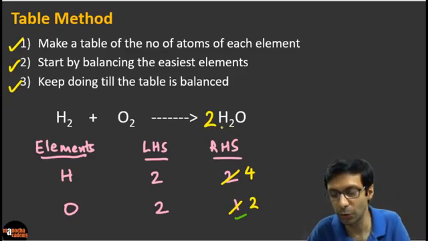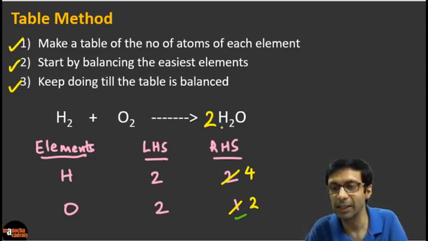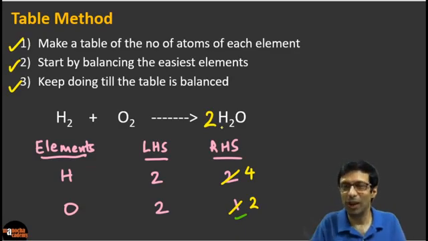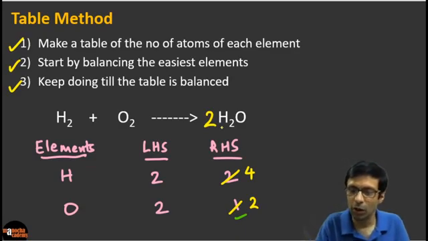Okay, 2 times 2 is 4 there. So can you see oxygen is nicely balanced, but oops, we have disturbed hydrogen. But guys, don't worry, we'll balance hydrogen also. So again, we look at this table. So oxygen is balanced. Next, our goal is to balance hydrogen.